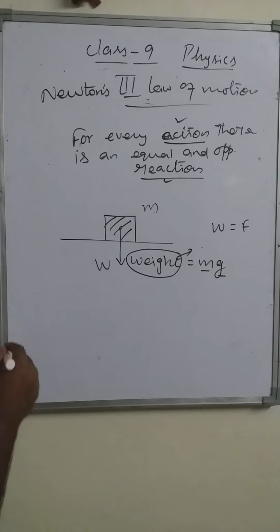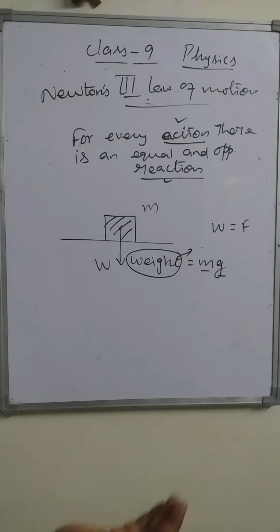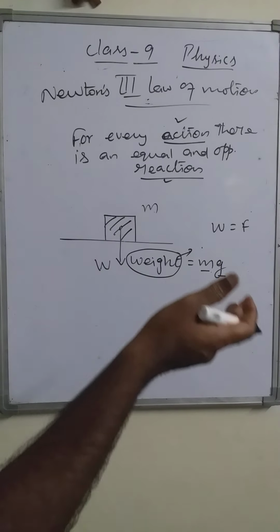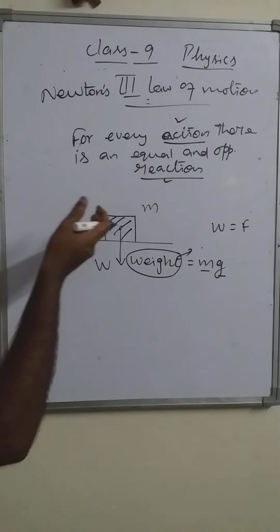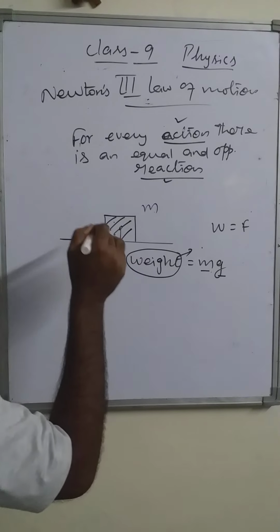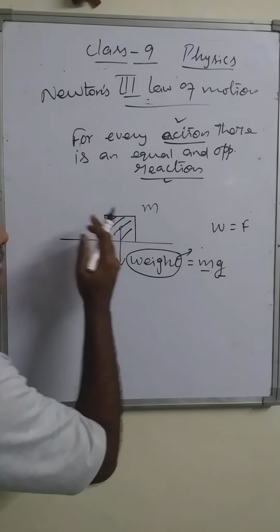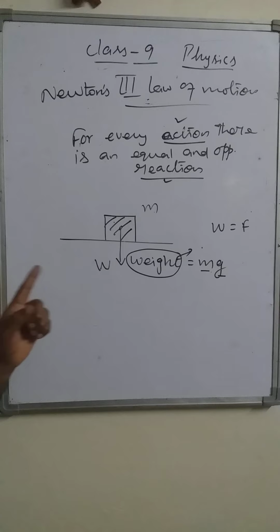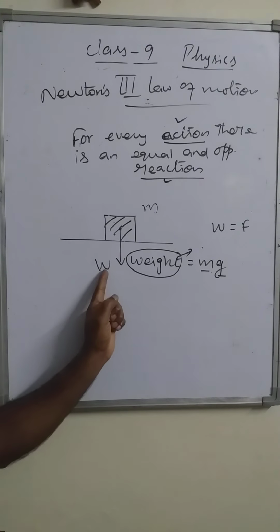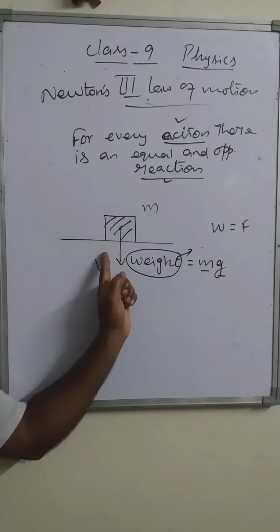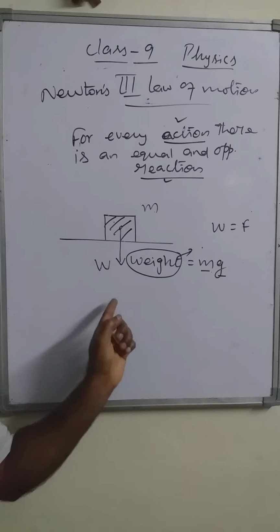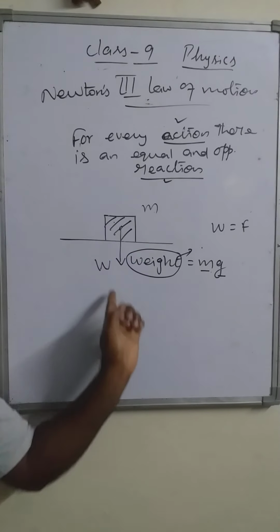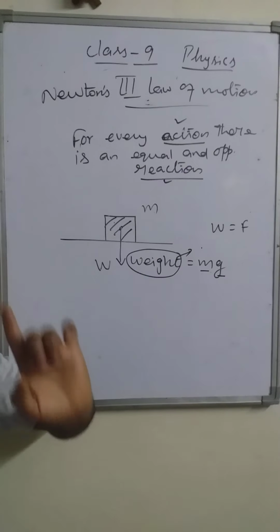But from Newton's second law, whenever a force is applied by anything on the surface or on any other object, definitely what will be produced? The acceleration must be produced. But here we are saying the object is placed on the surface and it is at rest. But due to its weight, the object is applying force on the ground. So the object must go down. It must go down into the earth, but it is not going down.